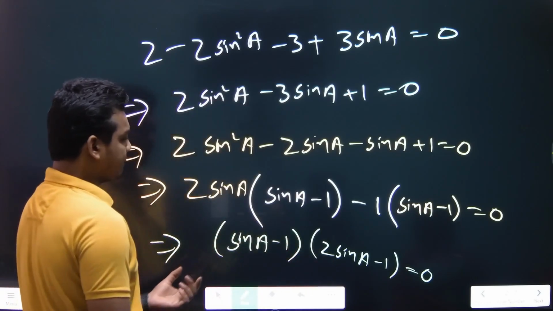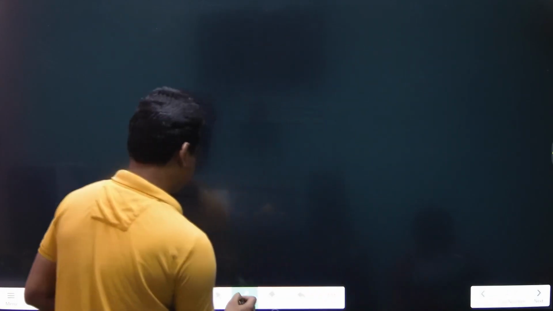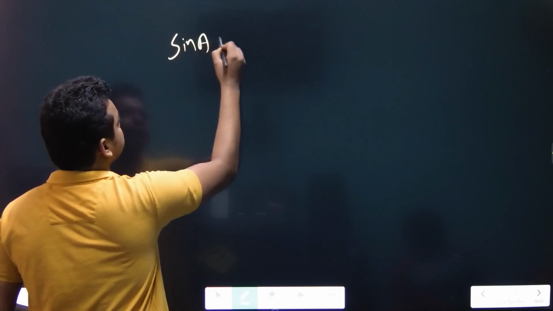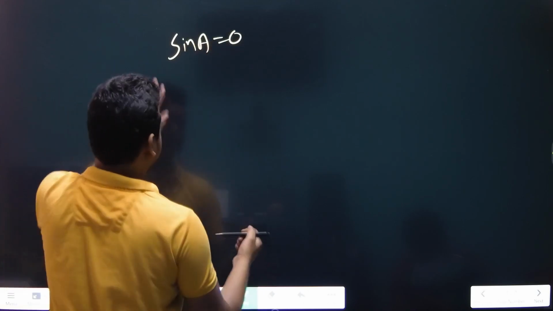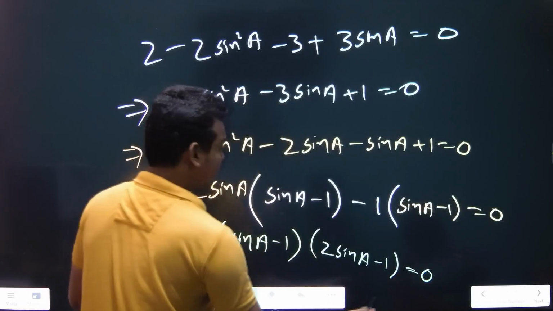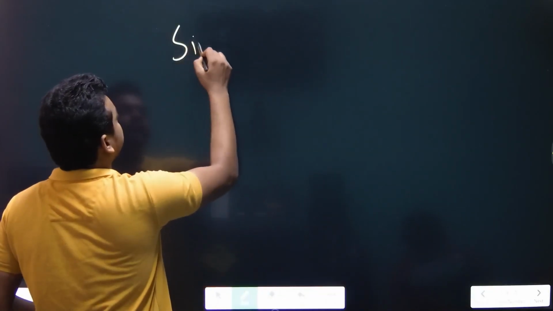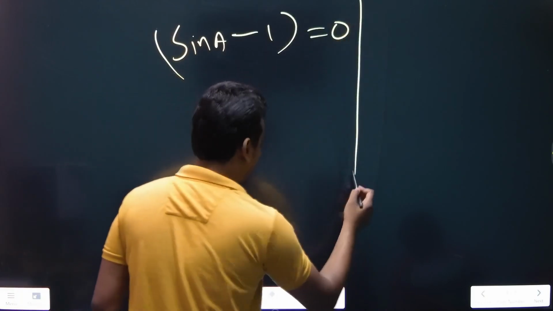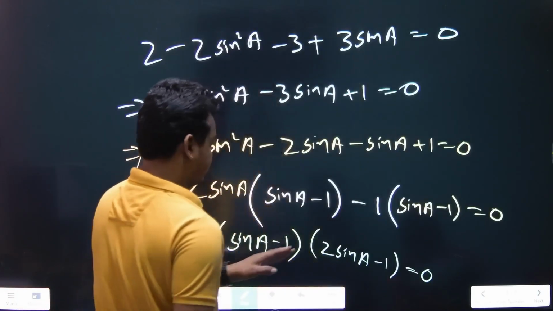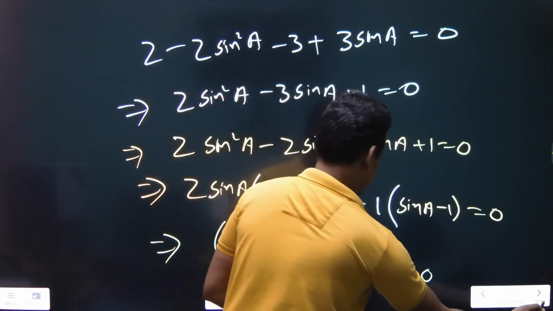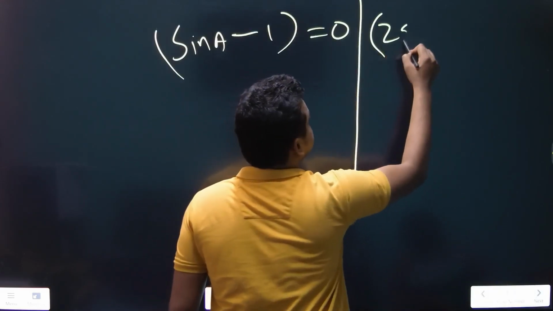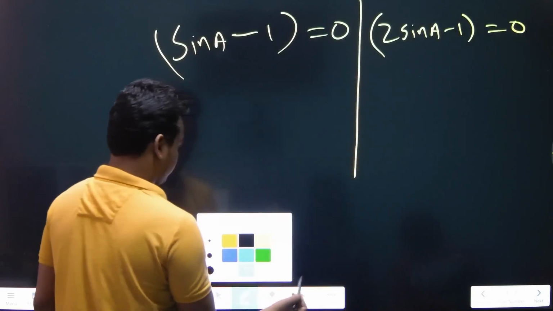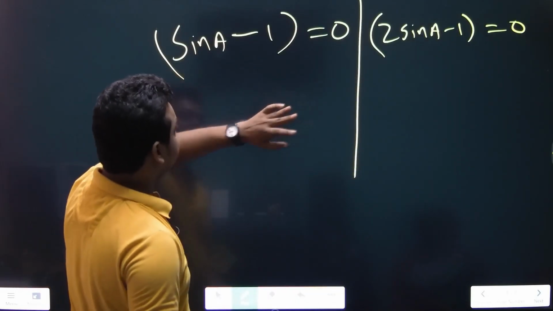So if I take sin A minus 1 is equal to 0, what will be there? Sorry, what was there? Let me write it. Sin A minus 1 is equal to 0, or I can write 2 sin A minus 1 is equal to 0, right? The product of these two is equal to 0. Either this should be 0 or this should be 0.